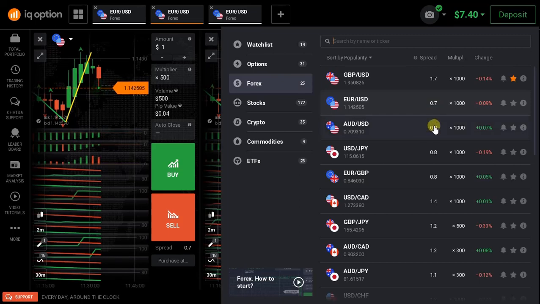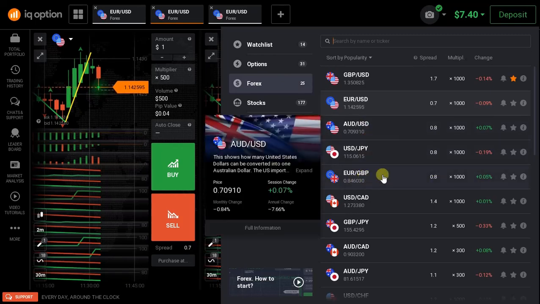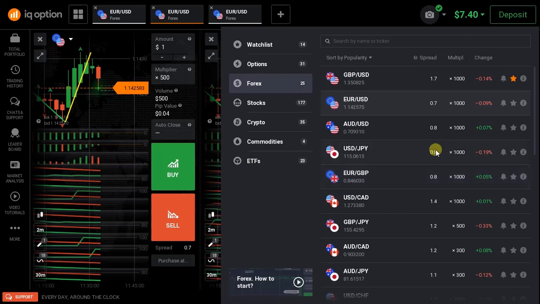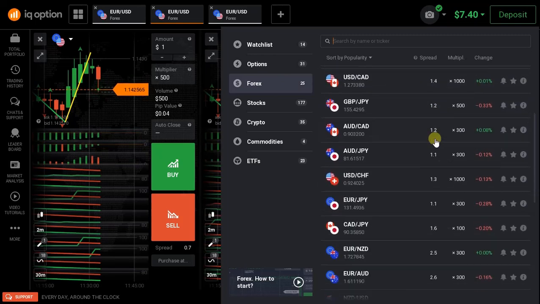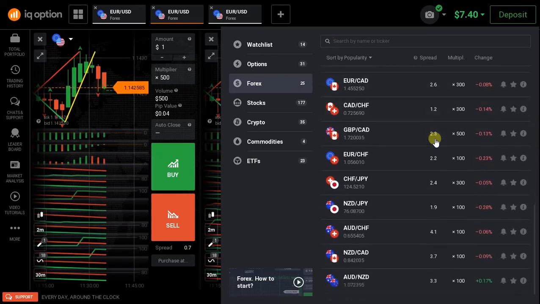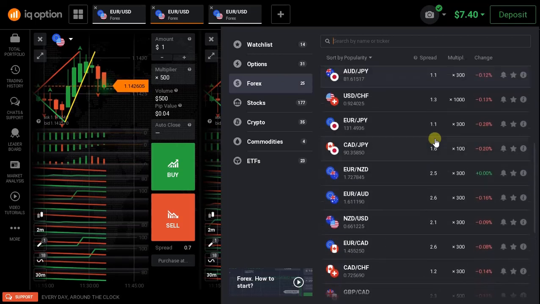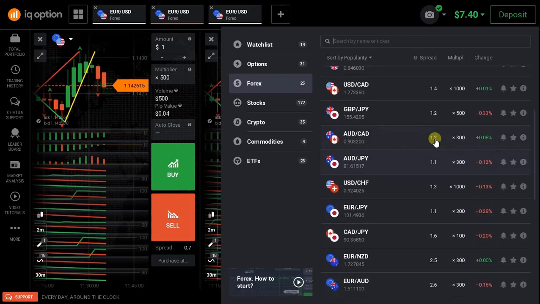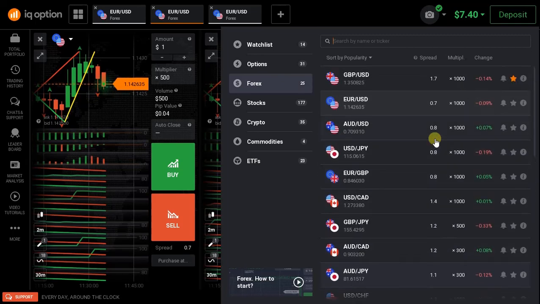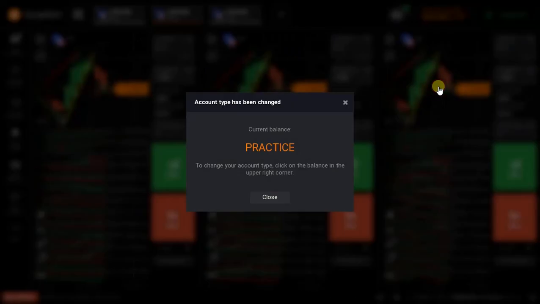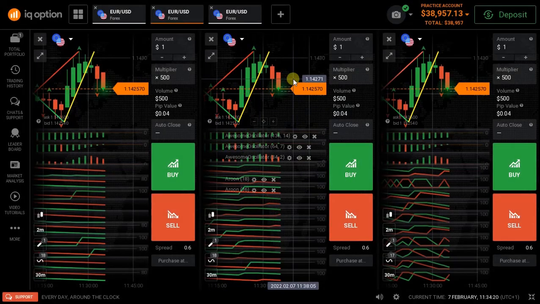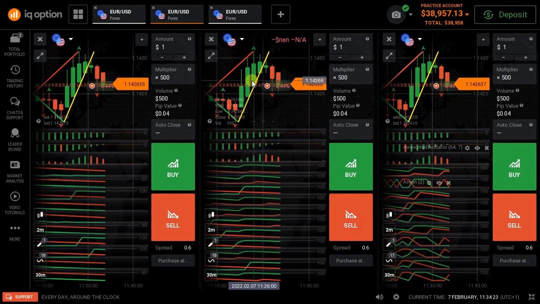Then next are these three pairs, AUD USD, USD JPY, and EUR GBP, having 0.8. Then we can proceed. But as we move on, you will find that the other pairs following have a hiked spread, and it's not good to deal with a currency or a pair that has some big spread. So let me first switch to a demo account and see how it goes.